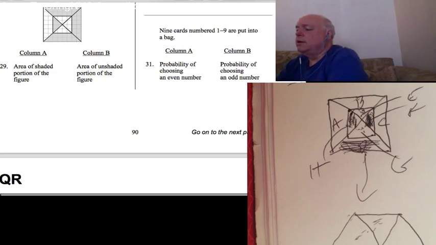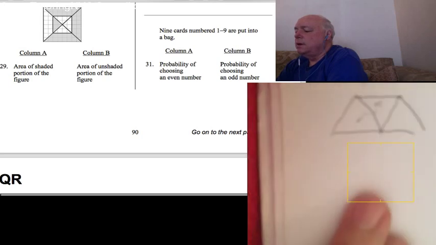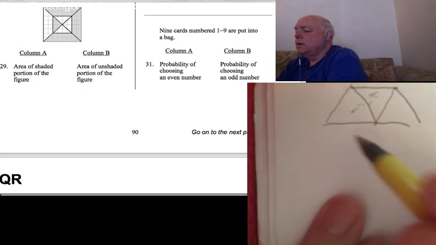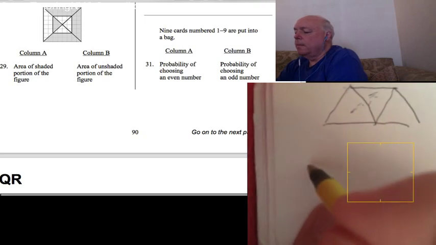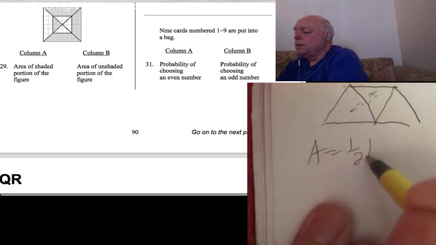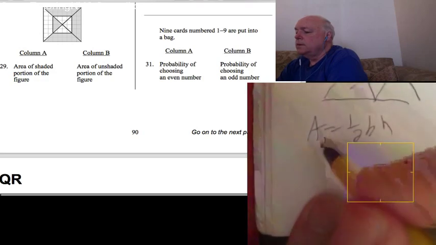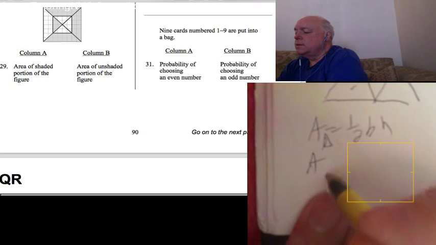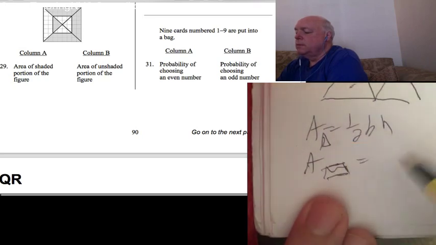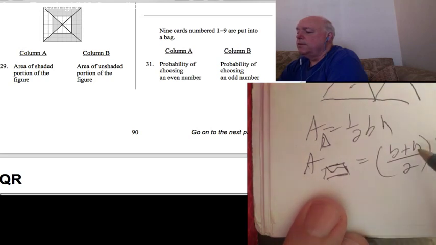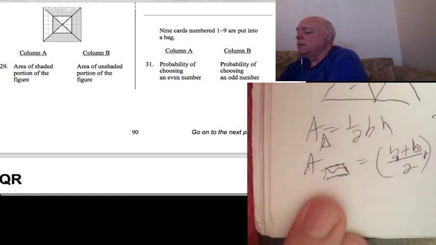The SHSAT does not give formulas, neither does the ISEE. The area of a triangle is 1/2 BH. And the area of a trapezoid is equal to the 2 bases over 2 times the height as well. That should be base 1 plus base 2. Get the average of them. It's basically taking a trapezoid, cutting off the triangles, and putting them together to make basically a super rectangle. And we know that the rectangle is base times width. Okay?